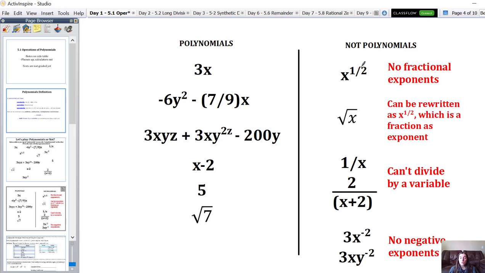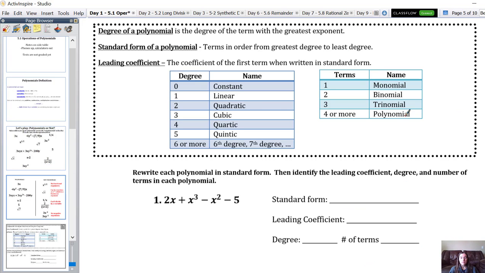So here, x to the 1/2, we cannot have a fraction as an exponent to make this a polynomial. Square root of x, that's the same thing as x to the 1/2, so we can't have any roots. This one, 1 over x, we can't divide by a variable. Again, 2 over x plus 2, can't divide by a variable. And these last two have negative exponents. We can only have positive or 0 for our exponents as whole numbers. Nothing negative, no fractions.